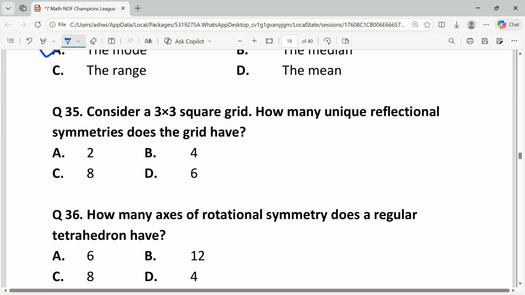Question 35. Consider a 3 by 3 square grid. How many unique reflectional symmetries does the grid have? A 3 by 3 square grid has the same symmetries as a square. The lines of reflectional symmetry for a square are one horizontal line through the middle, one vertical line through the middle, and two diagonal lines from corner to corner. There are 4 unique lines of reflectional symmetry. So the answer is 4.